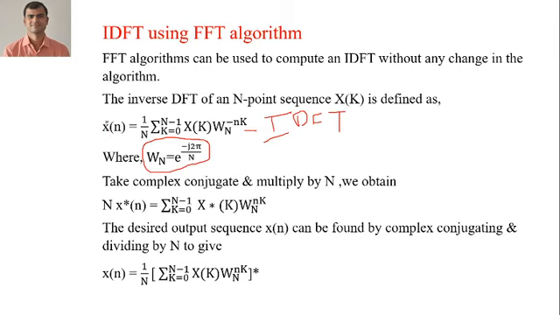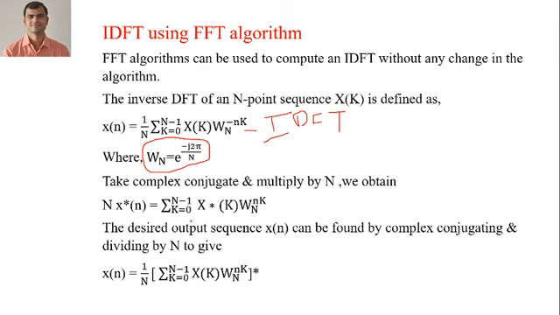Now after taking the complex conjugate and multiplying by N, we first need to take the complex conjugate of this sequence, and then multiply by capital N. So we have N x conjugate of n equals summation of X conjugate of k W_N to the power nk. The 1 by N into N gets cancelled, and the minus sign is gone because we are taking the conjugate. So these are the equations after taking the complex conjugate and multiplying by N.